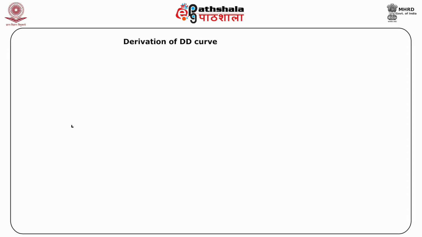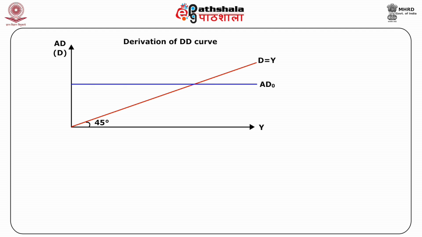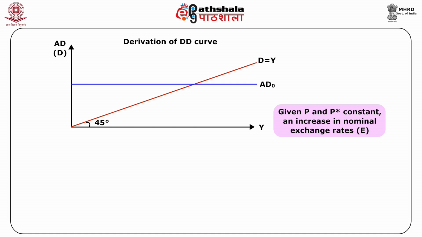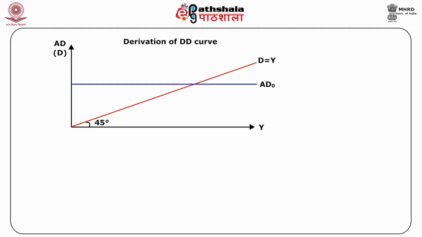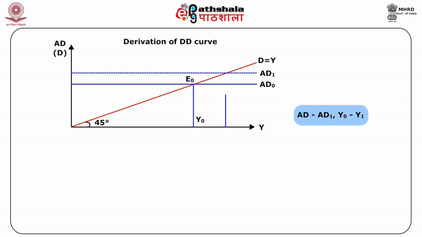Consider the diagram, which shows output and aggregate demand. Consider panel A first. In equilibrium, the two should be equal, given by 45-degree line. AD naught is the aggregate demand curve in the goods market. Given domestic and foreign price level same, or P and P star constant, an increase in nominal exchange rate E will make the domestic goods cheaper in comparison to foreign goods, leading to an increase in aggregate demand, assuming Marshall-Lerner condition holds. This shifts the AD curve to AD1, increasing the output from Y0 to Y1.